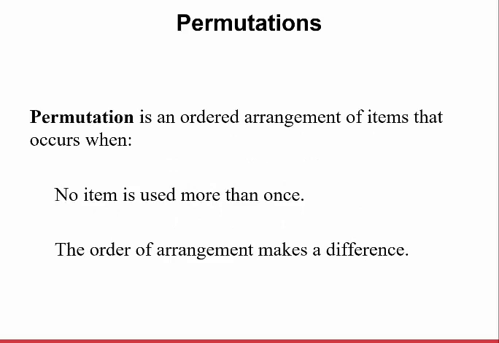A permutation is an ordered arrangement of items that occurs when no item is used more than once. So after you select an item or you order it, you can't use it again. And the order of arrangements makes a difference. So like if you're going to do a race and there's two people running, Matt and Steve, the order Matt, Steve is different than the order Steve, Matt. So different orders there. So order matters.